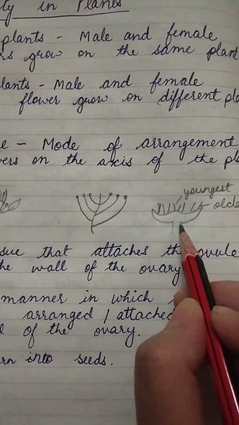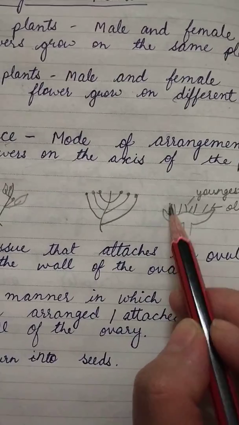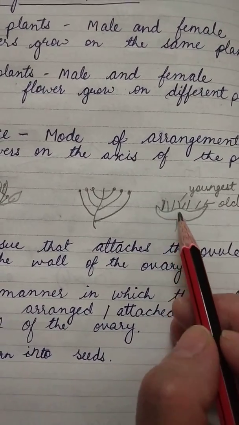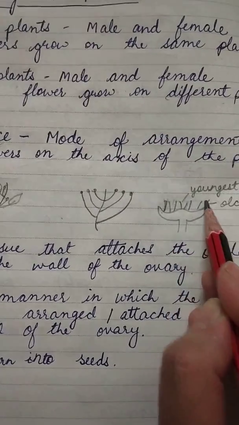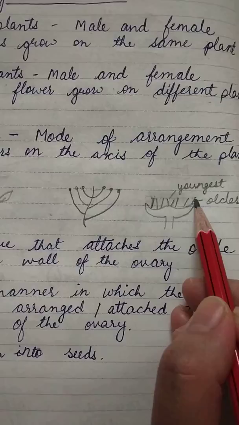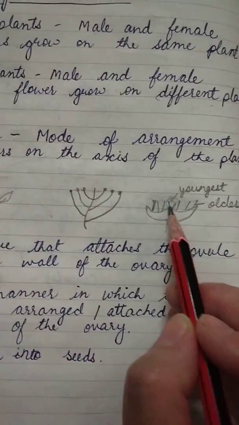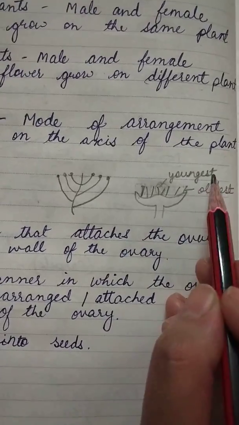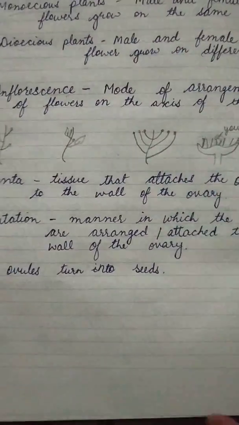And the last is the ray floret, in which the flowers are arranged just like rays, and the central one in the middle will be the youngest flower, and the outermost will be the oldest flower.